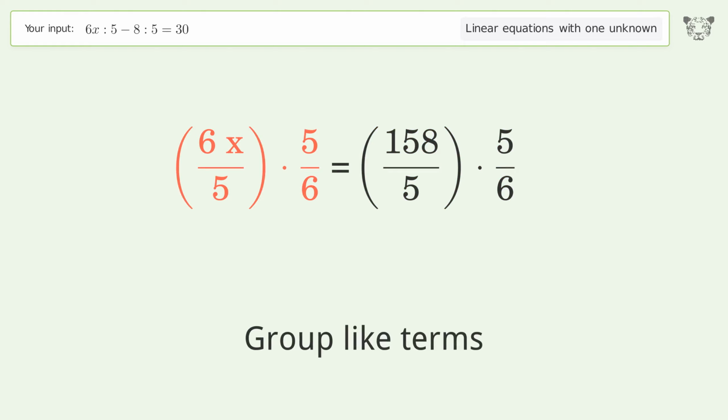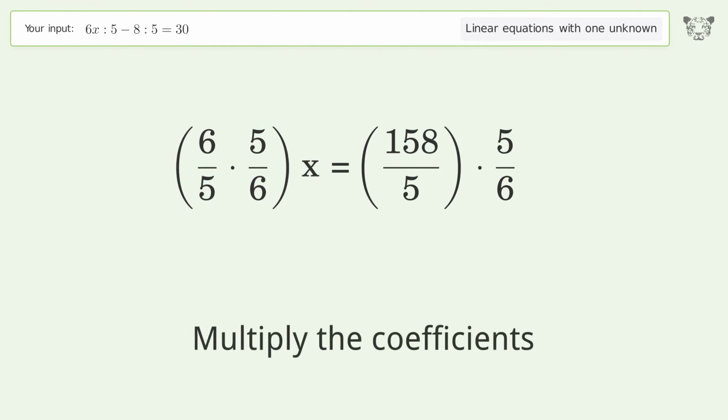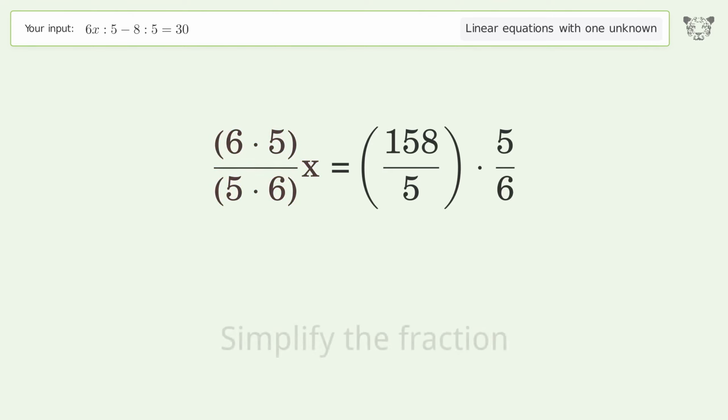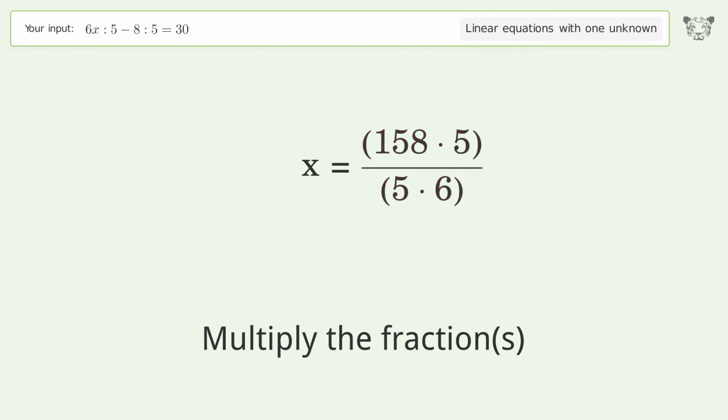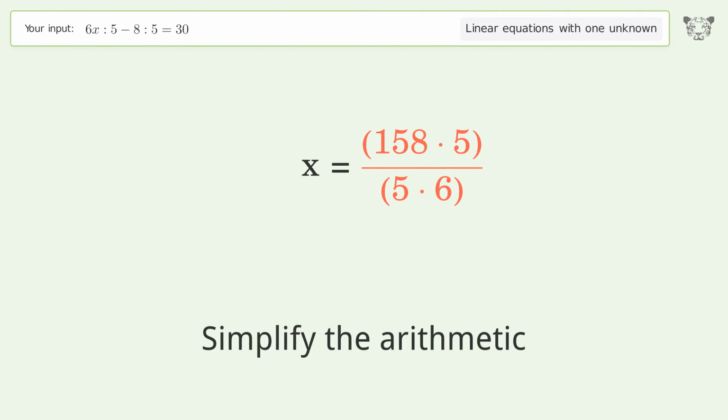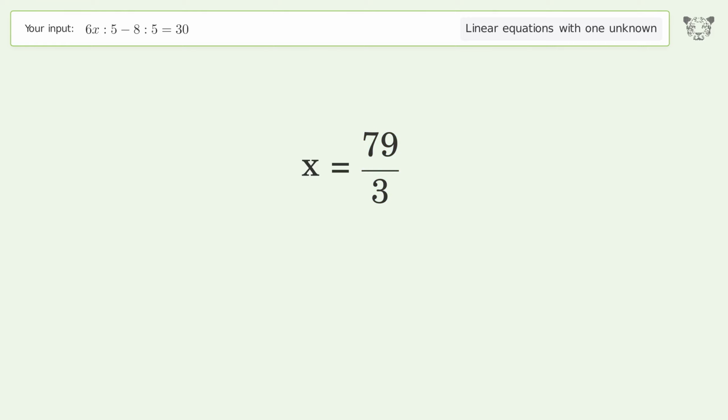Group like terms. Multiply the coefficients. Simplify the fraction. Multiply the fractions. Simplify the arithmetic. And so the final result is x equals 79/3.